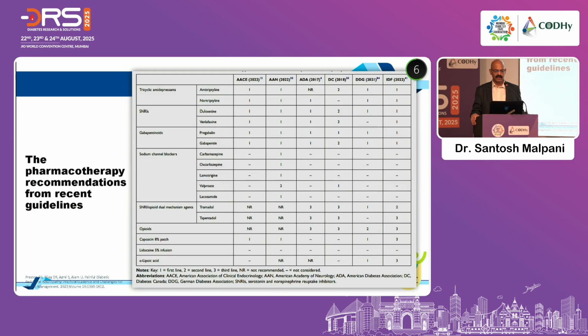Gabapentin, pregabalin and gabapentin also is in practice. But as far as the American Association of Neurology is concerned, they have considered sodium channel blockers, that is carbamazepine, as a first line therapy, keeping apart the recommendation from the other associations. So opioids also can be tried, but due to the abuse, we are not going to start them at an earlier stage, though they have got a proper effect.